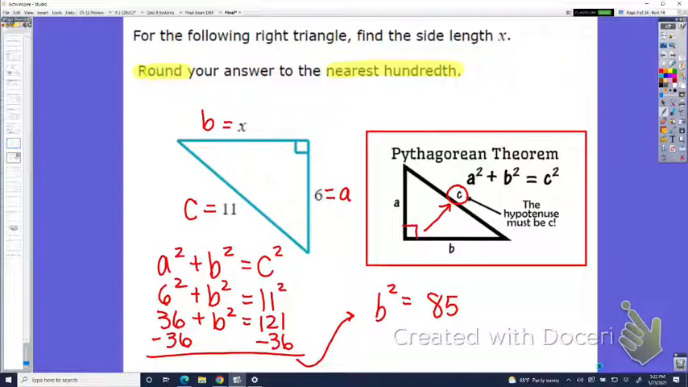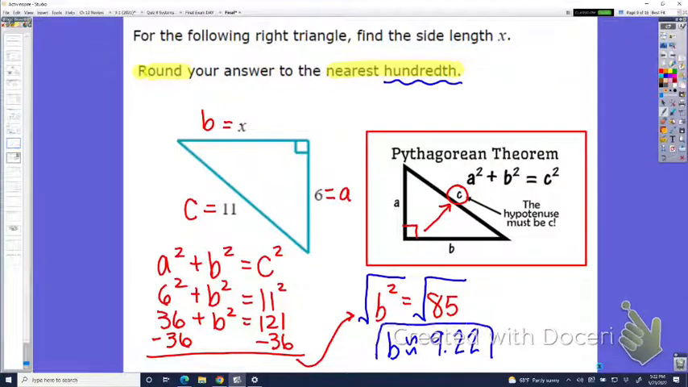And then to unsquare something, you take the square root. And the directions say round to the 100th. So I'm going to take the square root of 85 on my calculator, press enter, and to the 100th would be about 9.22, because it said 9.219. So the 9 bumps the 100th digit up. And there's no units, so there's our answer for B.